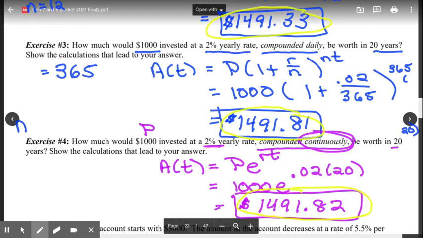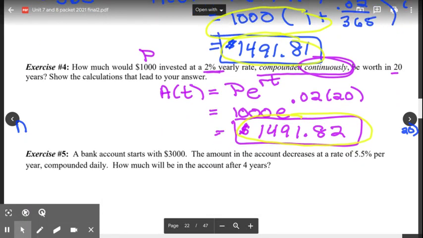The more you compound something, the more money you make. Or if you're losing something, the more you lose something. Now we're just talking about $1,000 here. But imagine if you had $1 billion. Money makes money. So keep that in mind in real life when you're looking at interest rates.